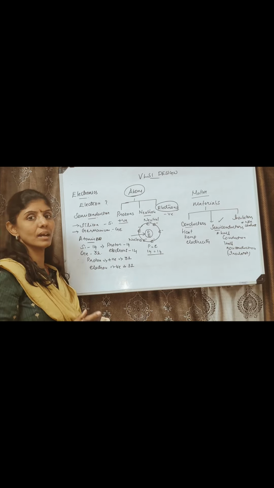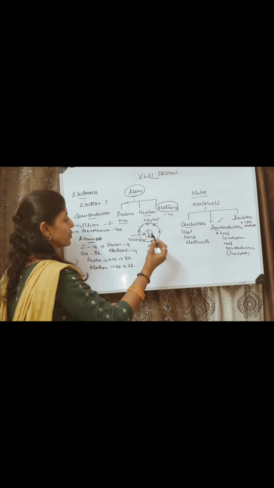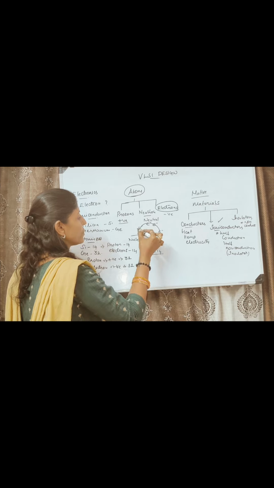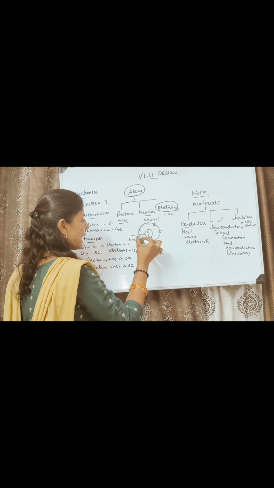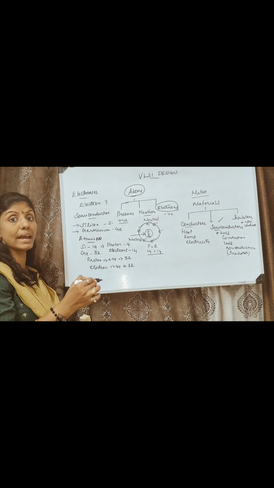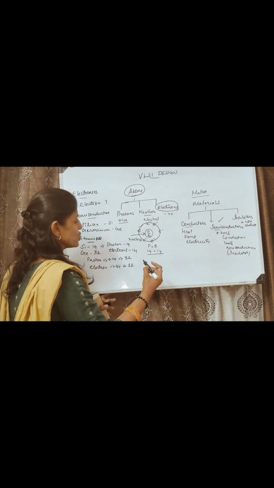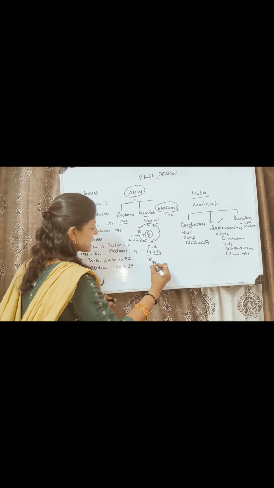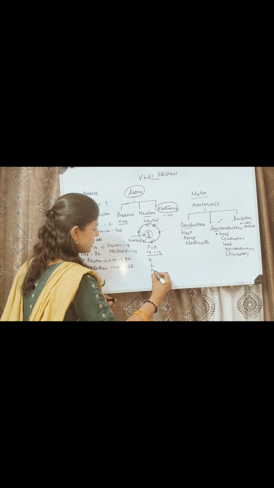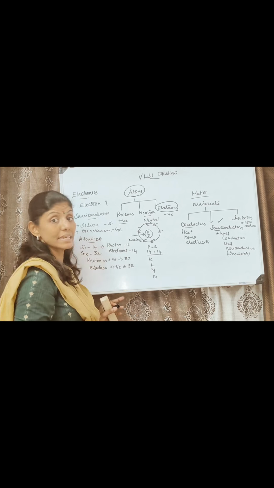Okay, here I want to brush up these things too, right? The electrons revolve around the nucleus in orbits. The orbits are termed the K shell, L shell, M shell as well as N shell.